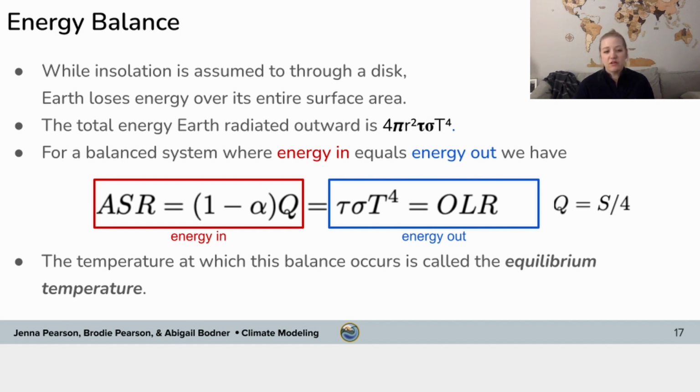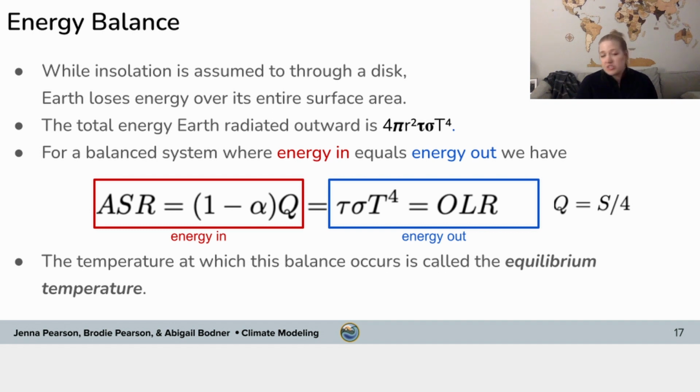We note here that the energy in is the absorbed shortwave radiation, and that's set equal to the energy out, which is the outgoing long-wave radiation. When these two are exactly equal, the system is said to be in equilibrium, and the temperature at which this occurs is called the equilibrium temperature.